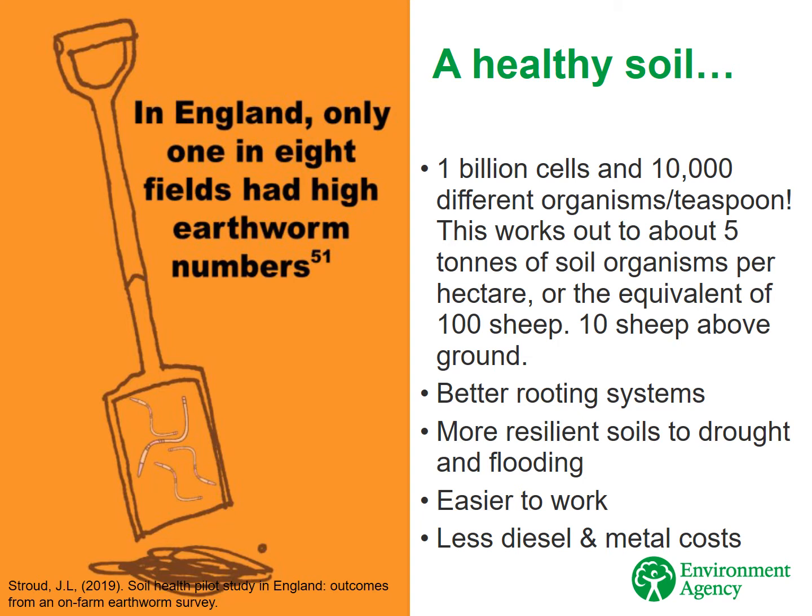By doing that, you'll improve better rooting systems. You'll also make the soils more resilient during droughts and floods and easier to recover. And it's easier to work with good soil structure. By having good soil structure means that you need to use less diesel and less power from the tractors to drag implements through. So that reduces your cost of metal to replace those parts on those implements, such as seed drills or cultivators.